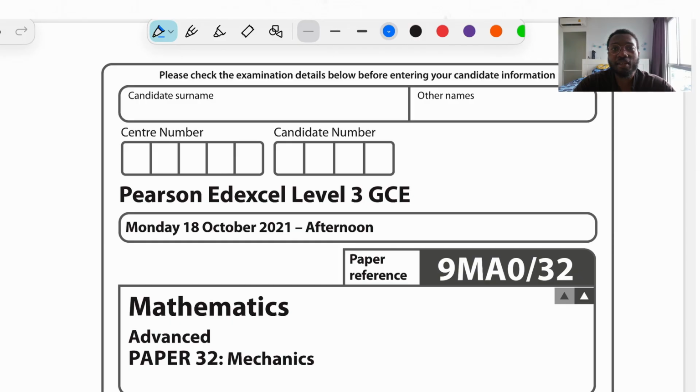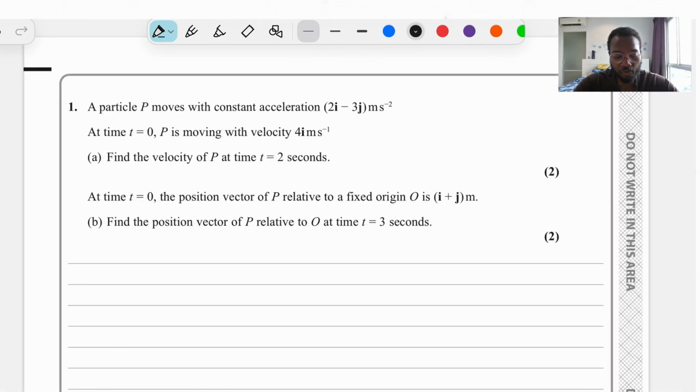Let's go. So question 1, we have a particle P. It moves with constant acceleration 2i minus 3j meters per second squared, and at time t equals 0, P is moving with velocity 4i. We need to find the velocity of P at time t equals 2 seconds.